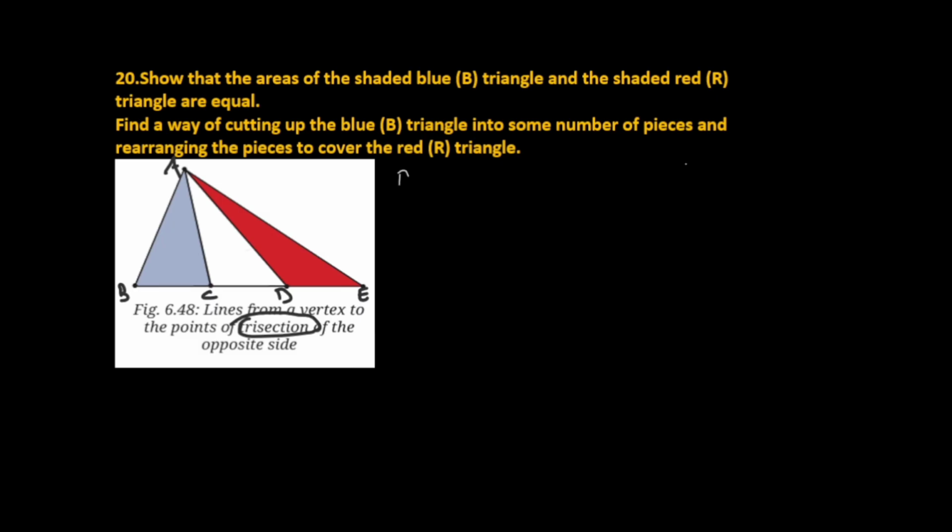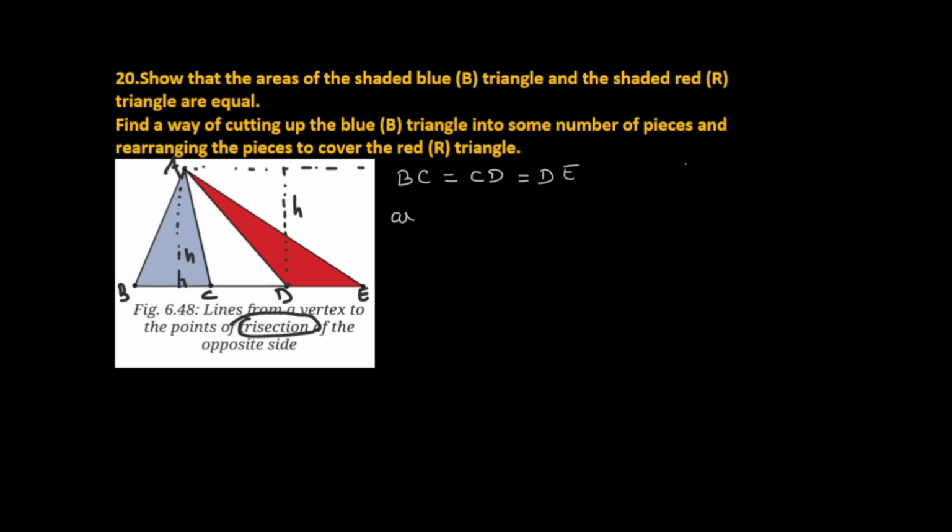These lines trisect the opposite side. That means BC is equal to CD is equal to DE. The lengths are equal. And when we drop the perpendicular from A to BC, that is the height of the triangle. The same height we can take here also. So all the 3 triangles have the same height. So the height of all the 3 triangles is H.